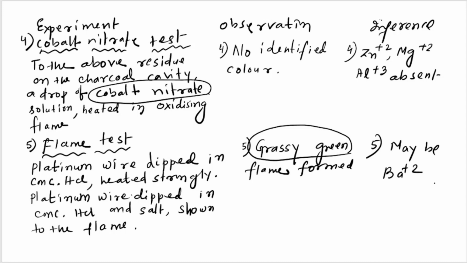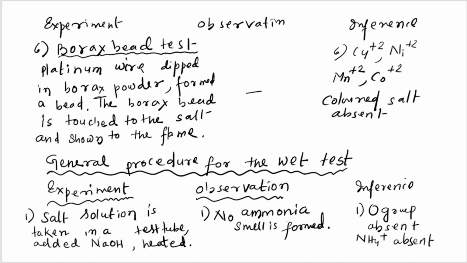See, out of the fifth group, here the fifth group salt is coming, Ba plus 2. I told you what the fifth group cations are: Ba plus 2, Sr plus 2, Ca plus 2. That means from the color you can guess. Then the borax bead test. Remember, the salt is not colored.